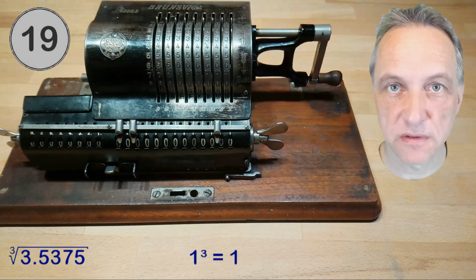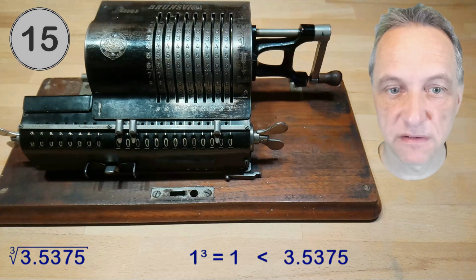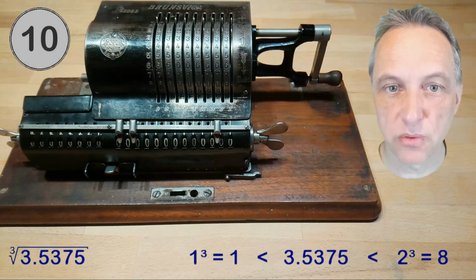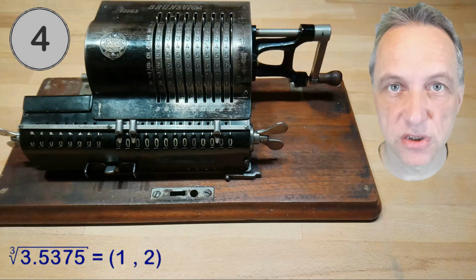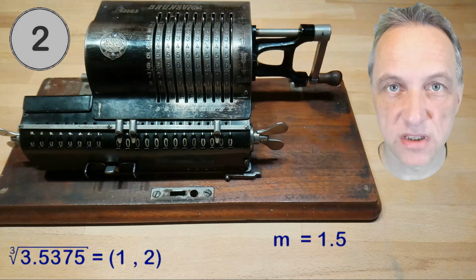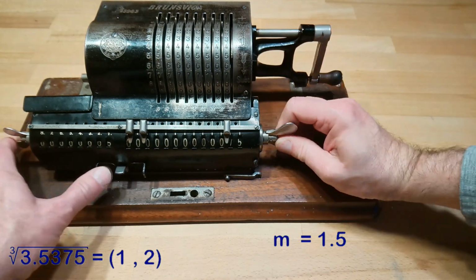1 to the power of 3 is 1, which is smaller than 3.5375. 2 to the power of 3 is 8, which is greater. The number we are looking for is therefore in the interval from 1 to 2. We now halve the interval and as a first approximation we get 1.5, which is the mean value of the interval limits. Input 1.5. Multiply by 1.5.